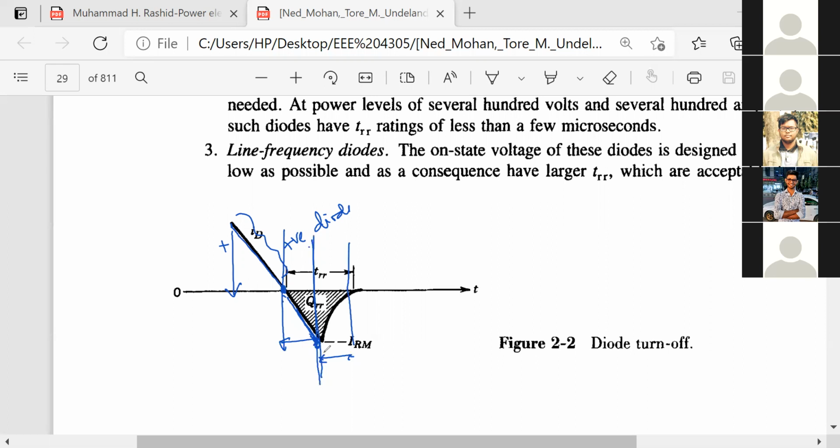But the real thing is that, look here, the current goes negative and has a maximum value, which we call the reverse current. The reverse current will have the maximum value. Then slowly the recombination process goes on, and finally the current will be zero. So this is what we call the reverse recovery time. This is your reverse recovery time, and this area they call the reverse recovery charge.